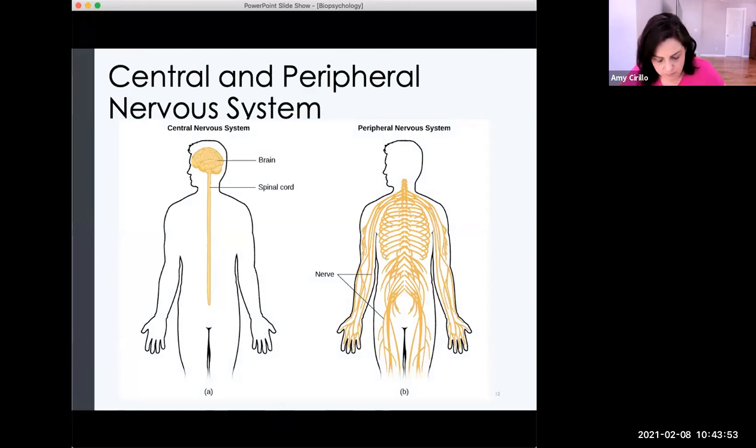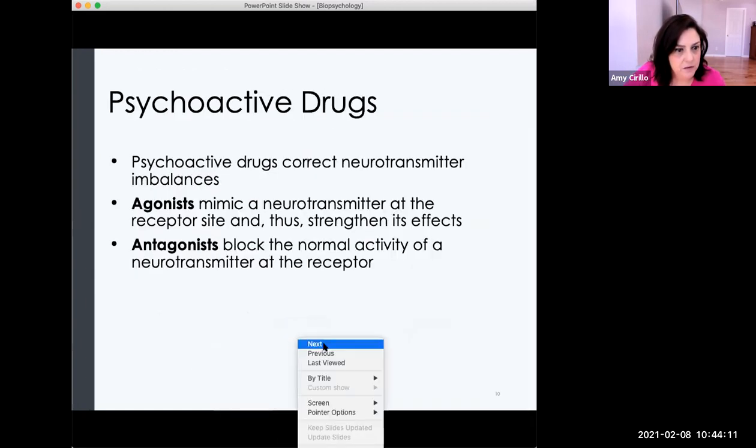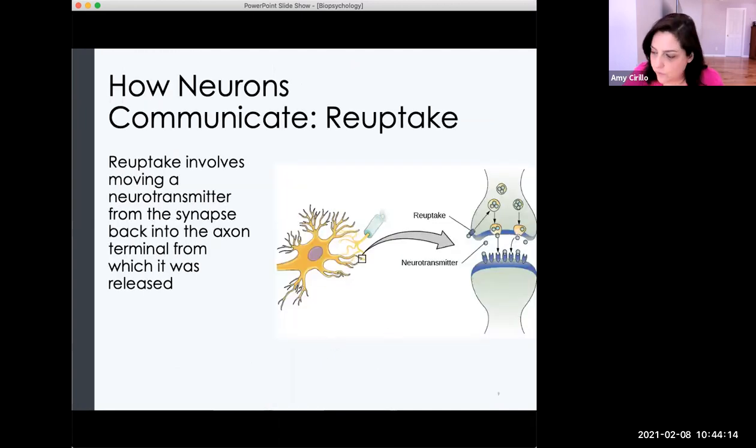Can anybody tell me a type of medication that reuptake is definitely involved in? Kate? SSRIs. Yes, SSRIs, which are selective serotonin reuptake inhibitors, meaning they stop or inhibit reuptake, not all of it, but they inhibit it. So they slow it down.